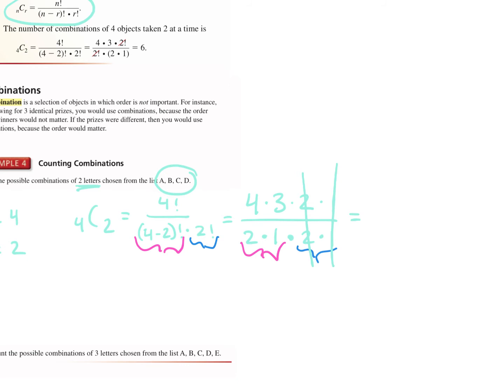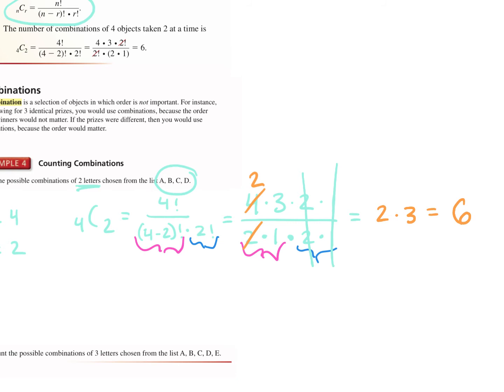Does 2 go into anything on the top? 2 goes into 4, so we can take 2 out of the 4 and we're just left with 2. So then on top we just have 2 times 3, which is 6. And on the bottom we have 1, but 6 over 1 is just 6.